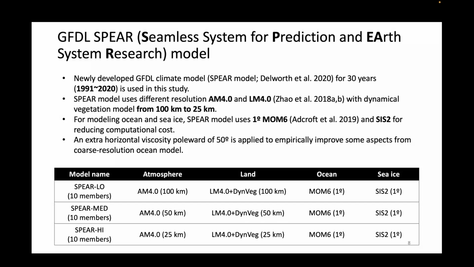SPHERE models are used in this study. This model is a newly developed fully coupled GCM in GFDL. SPHERE models are configured with atmosphere and land components at 3 different horizontal resolutions, and 1 degree horizontal resolution ocean and sea ice components. It allows us to examine cyclone sensitivity to atmosphere resolution change. In this study, we use these 3 SPHERE models, SPHERE low, SPHERE medium, and SPHERE high, with 10 ensemble members each.